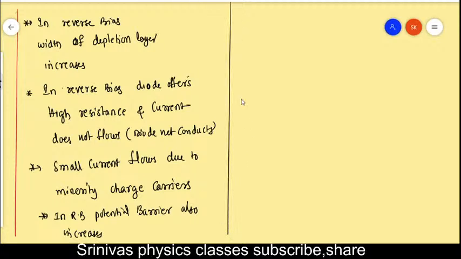Now, we see the effective barrier potential. What happens here? This is the figure. This is the barrier potential without battery. Barrier potential without battery.